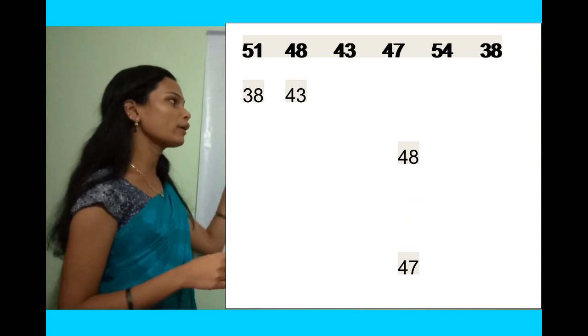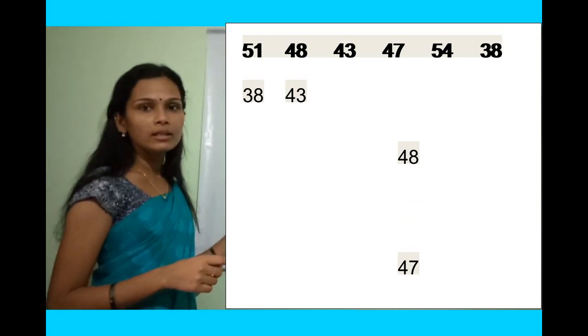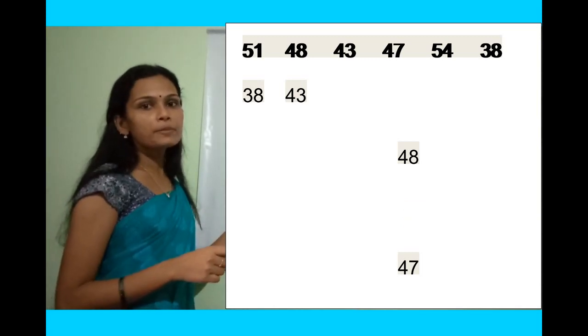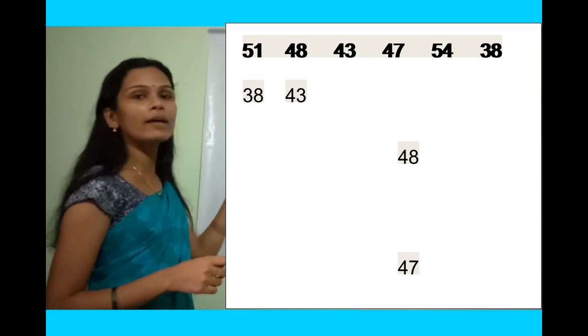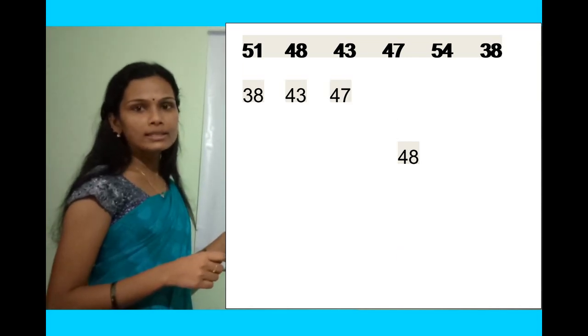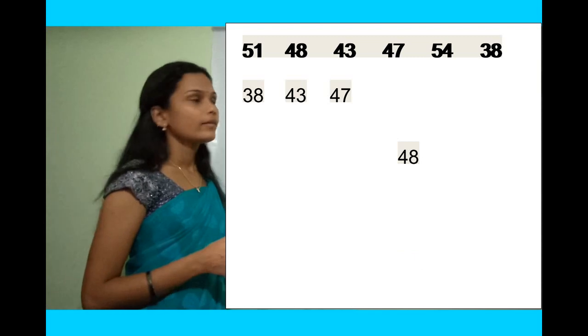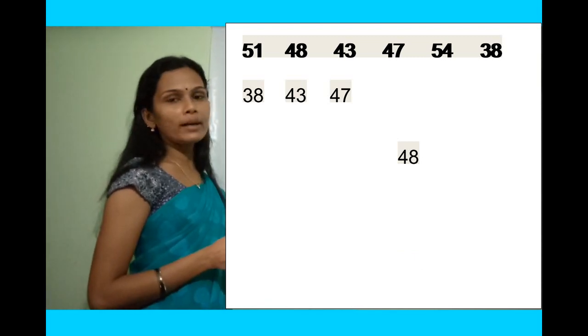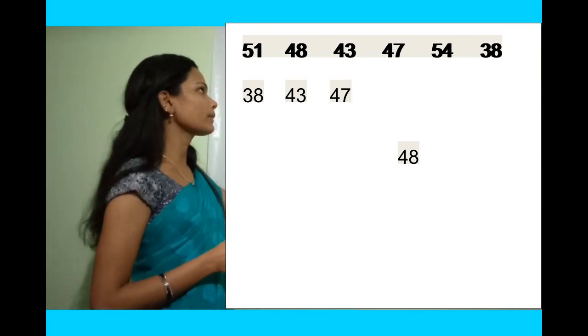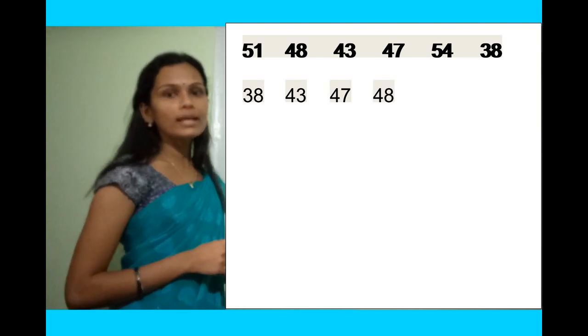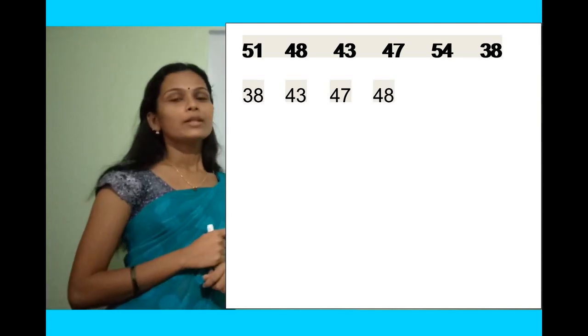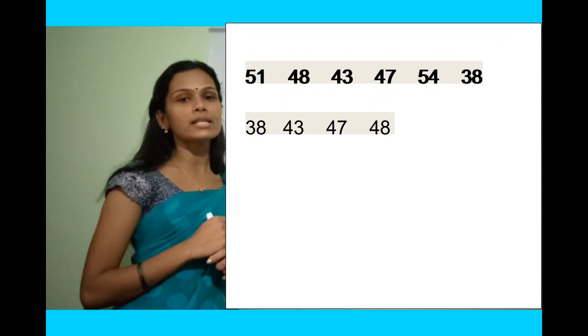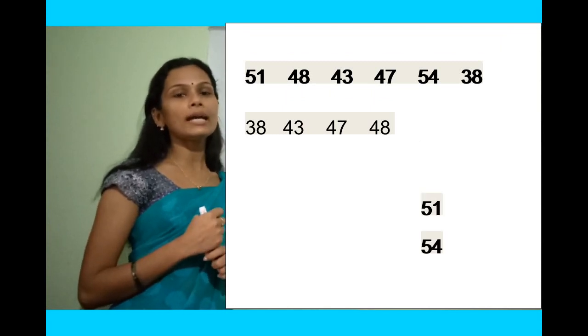Smaller number among 48 and 47? 47 is the smaller number. So after 43 we have to write 47. We are left with only one number and it is 48. So after 47 we have to write 48. 2 more numbers we have to arrange and they are 51 and 54.